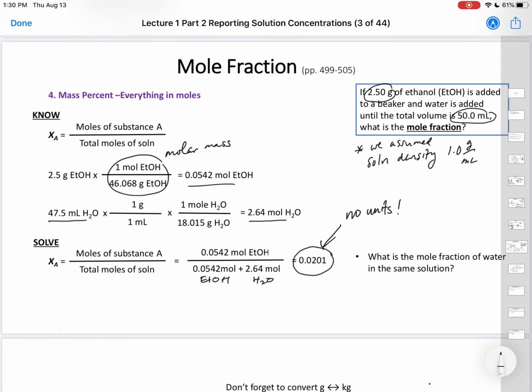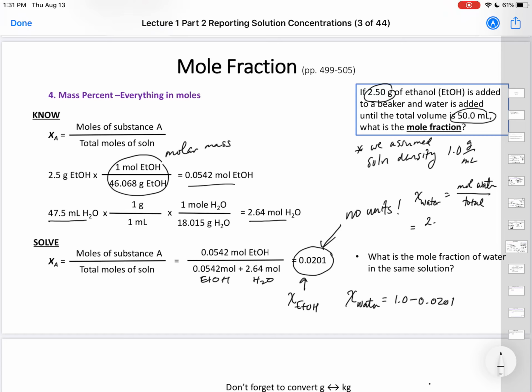Now, the textbook might also ask you to find the mole fraction of the water instead of the ethanol. This one is the mole fraction of the ethanol. If you wanted to find the mole fraction of the water, it's really easy. It's really just 1 subtract 0.0201. Or another way to do it is to say the moles of the water over the total, okay? And you can calculate that as well.